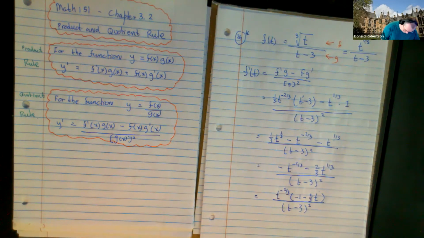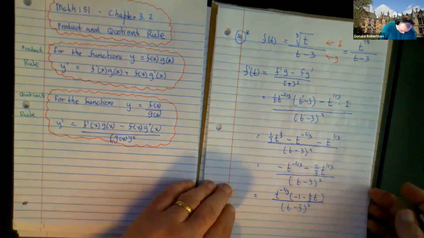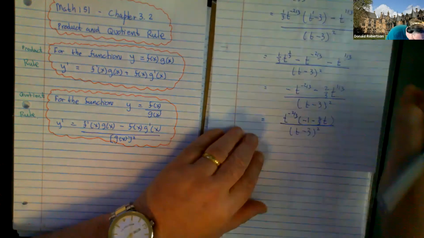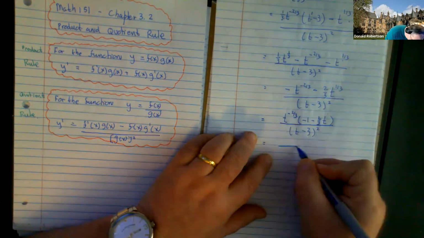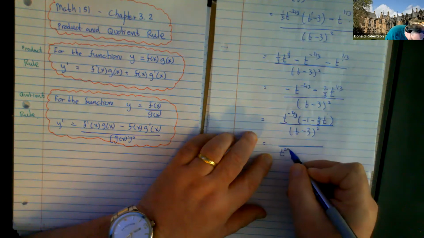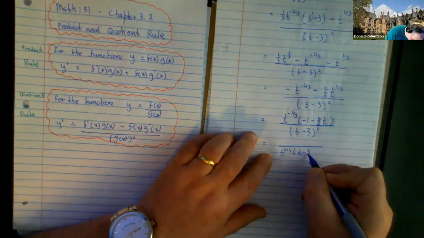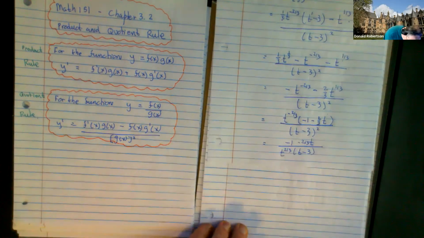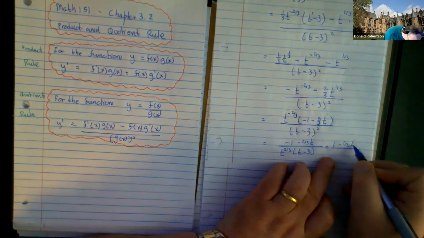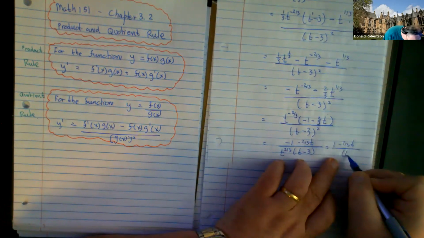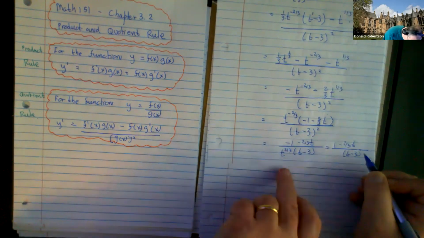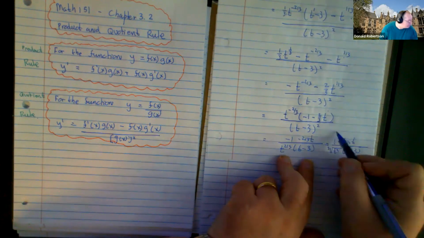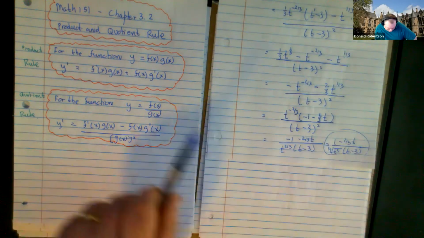And style points has got a little bit more to go, but we're pretty much done the hardest part. That negative is going to come downstairs. Then I'm going to make it look like the original. That guy is a cube root of t squared. So there's your really ugly looking answer.